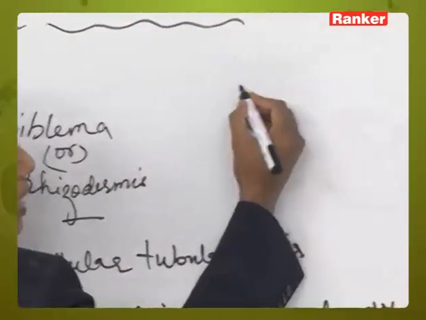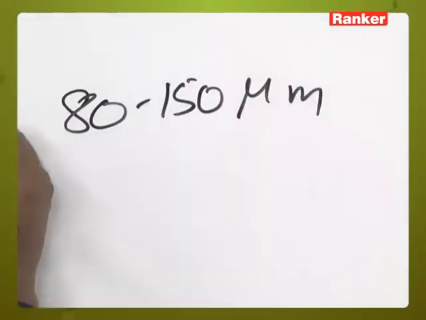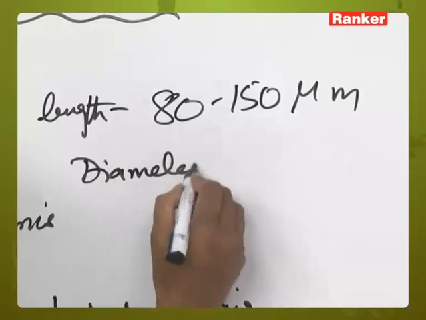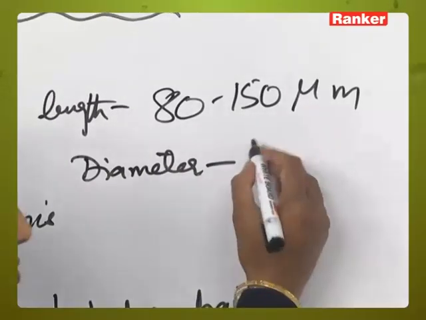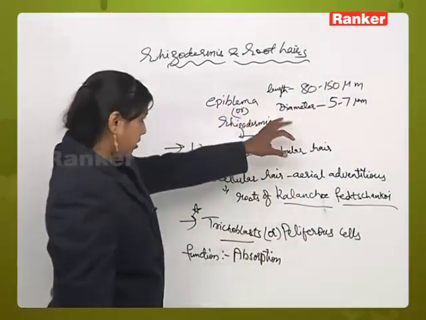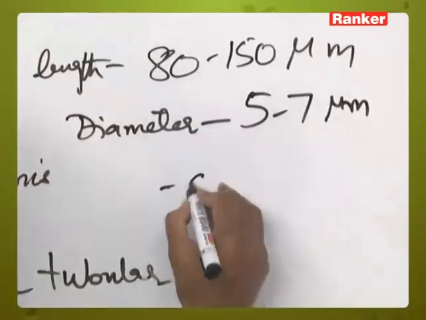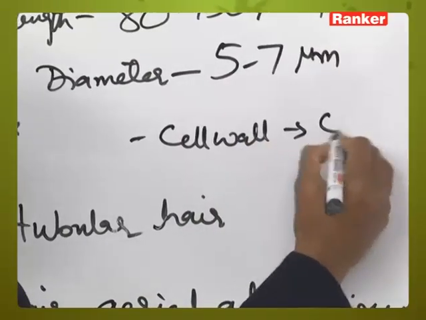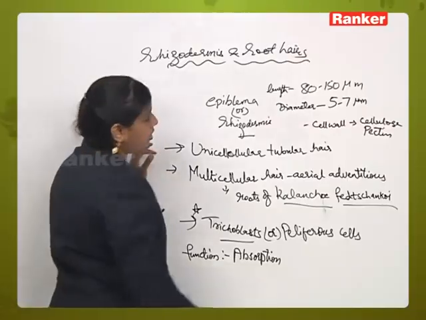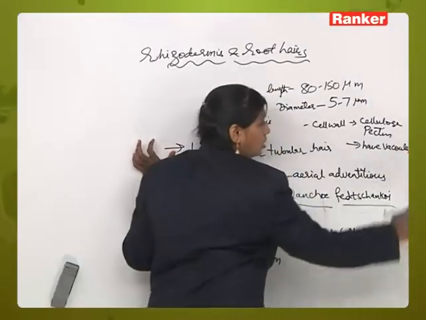The length of a root hair will be 80 to 150 micrometers, and the diameter will be 5 to 7 micrometers. Next, the cell wall of root hairs is made up of cellulose and pectin. And these root hairs have vacuoles in them. Normally we don't count them.